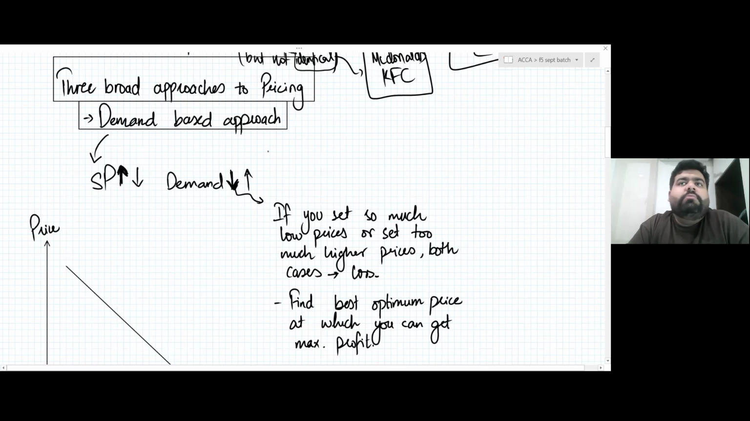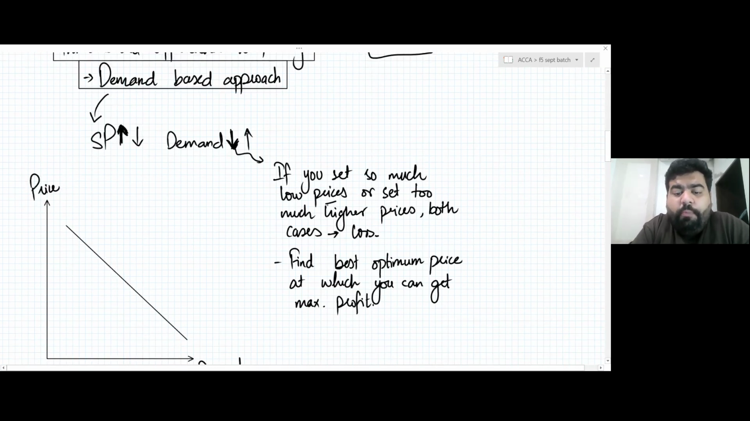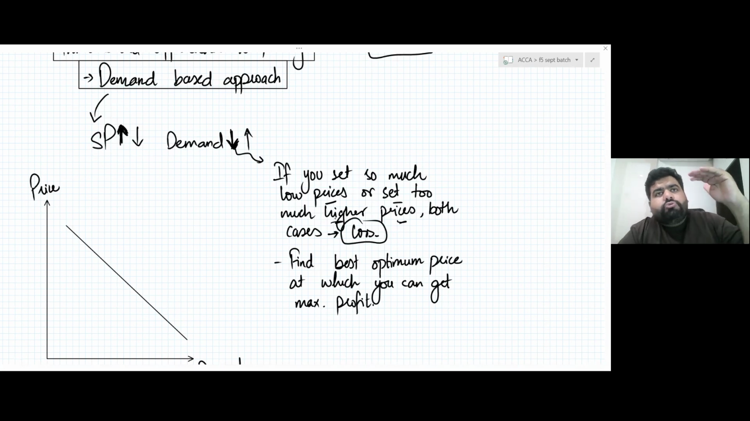If you are selling at too high a price, maybe your customers get so low that you are making a loss. I've written here that if you set too low a price or too high a price, both cases will lead you to loss. Because if you are selling at too low a price, maybe your demand is very good in that case, but your selling price is less than your cost per unit. So how will you earn a profit? Or if you set the price too high, demand will be much lower, you are not able to generate that number of sales, and your business can lead to loss. So for that purpose, we have to find the best optimum price.